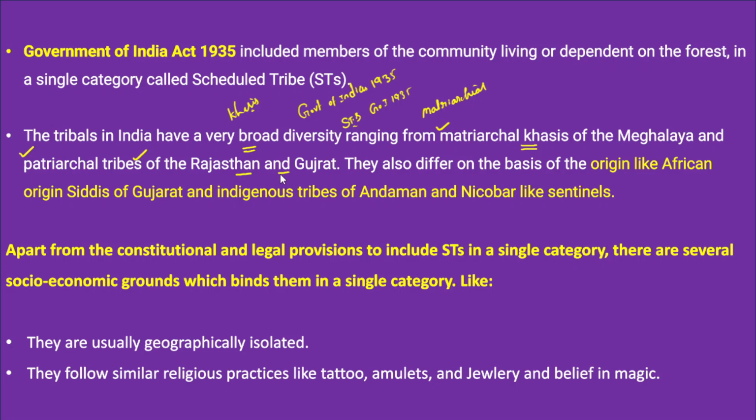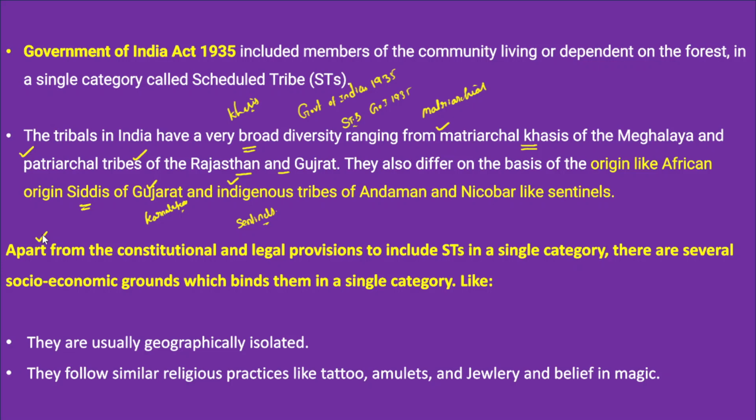So in this context, they also differ in terms of origin. For example, African origin Siddhis are living in Gujarat and even in parts of Karnataka. Similarly, there were indigenous tribes of Andaman and Nicobar Islands. The Sentinelis Island, so they were the most famous or the most popular tribe. Apart from the above mentioned, the constitutional and the legal provisions include STs as a single category. Okay, the Government of India Act 1935 and other constitutional provisions recognize STs as a single category.